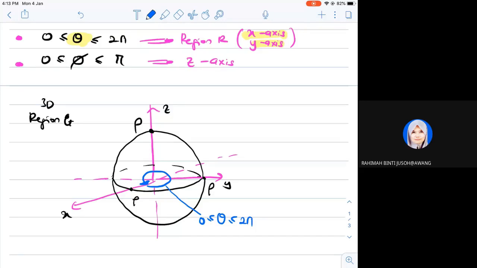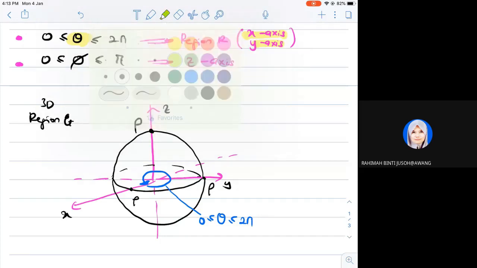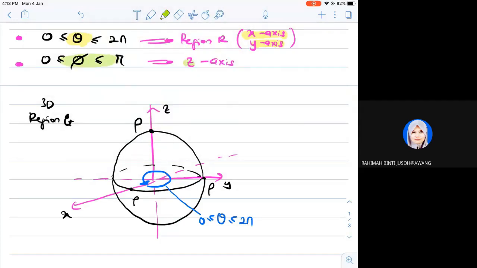So that is theta. And then for angle phi, be careful guys, angle phi is by referring to the Z axis. So kita akan start from Z positive until here. So this is your phi equals to pi. Phi dia hanya ada from Z positive until Z negative.